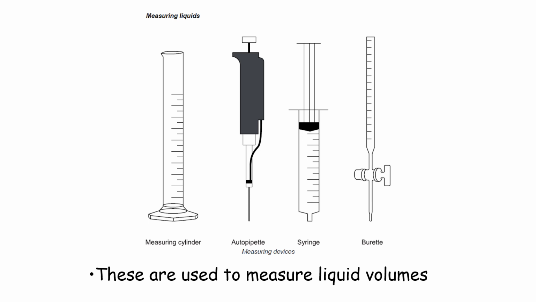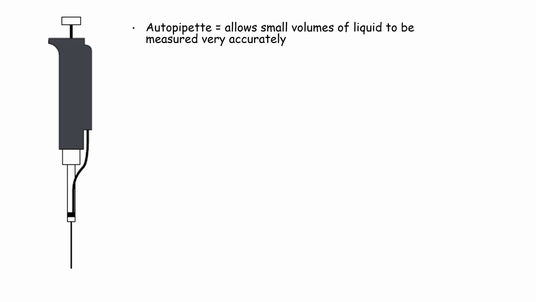We then have the most accurate one, which is called an autopipette, which is used for delivering really small volumes of liquid. A syringe, which is not very accurate when it comes to measuring, but is really efficient and quick when it comes to distributing or dispensing the liquid out as needed. And the final one there represents a burette, which is used in a particular type of experiment called a titration and is very accurate. So the autopipette is really exclusively used in biology.